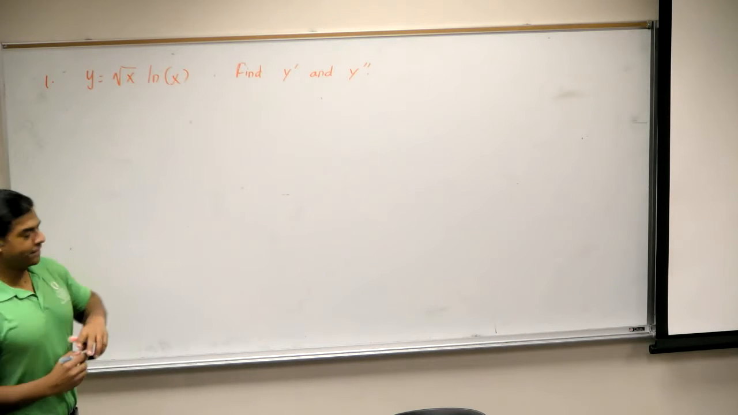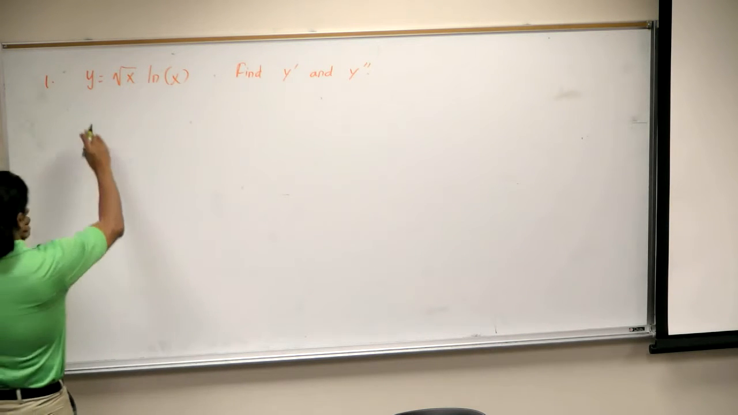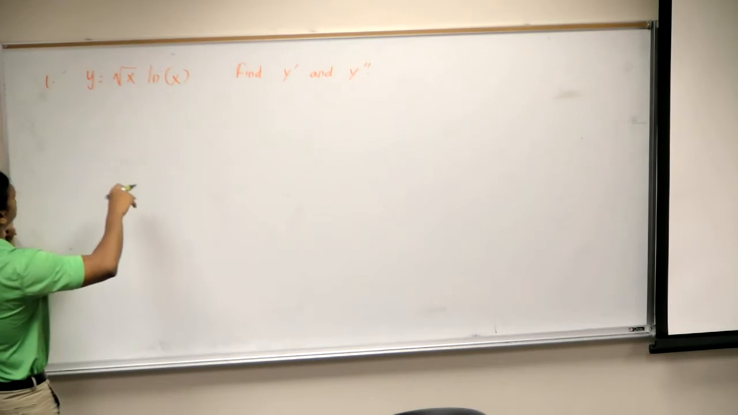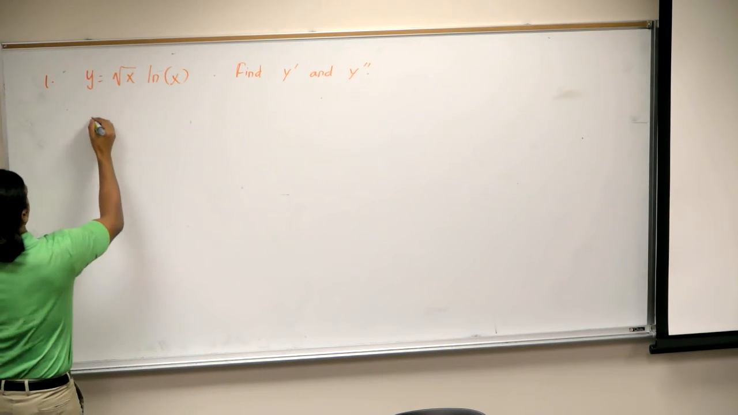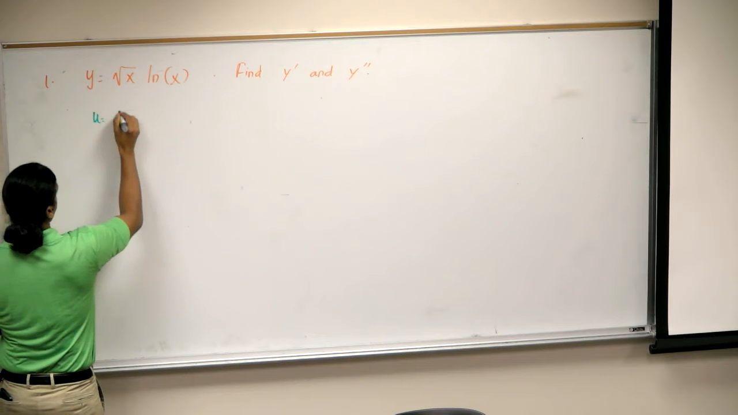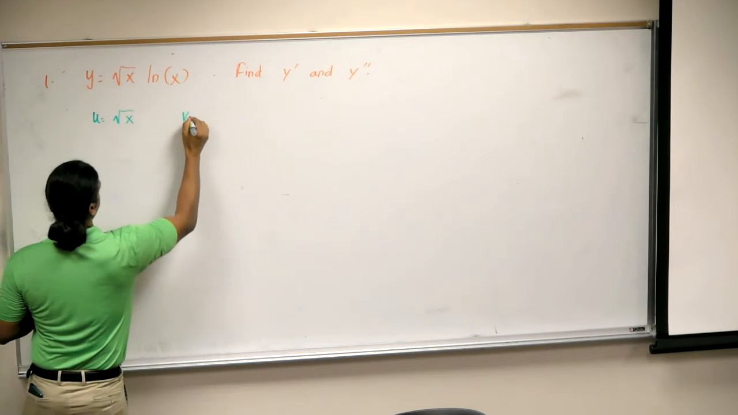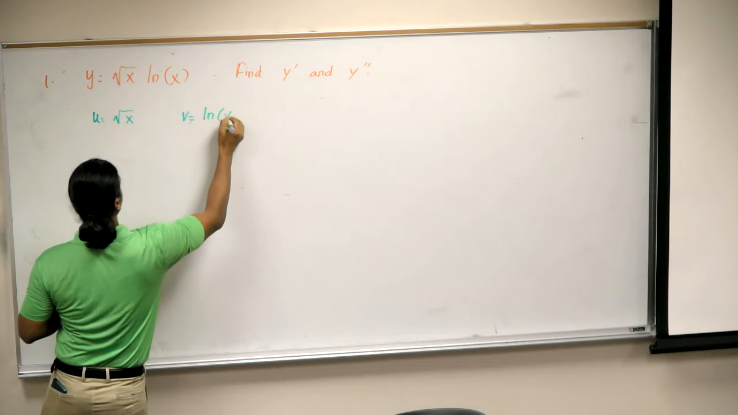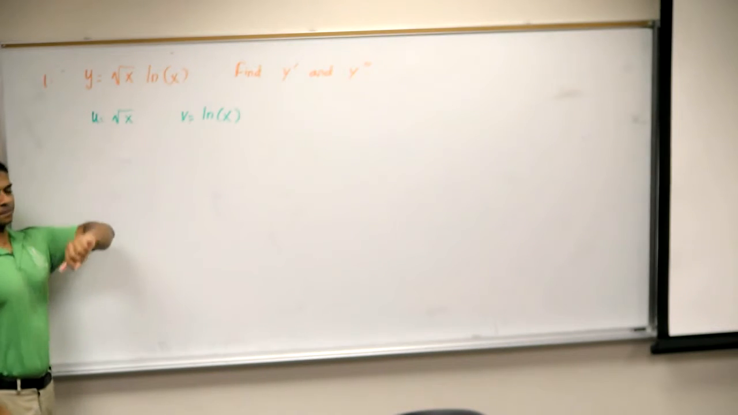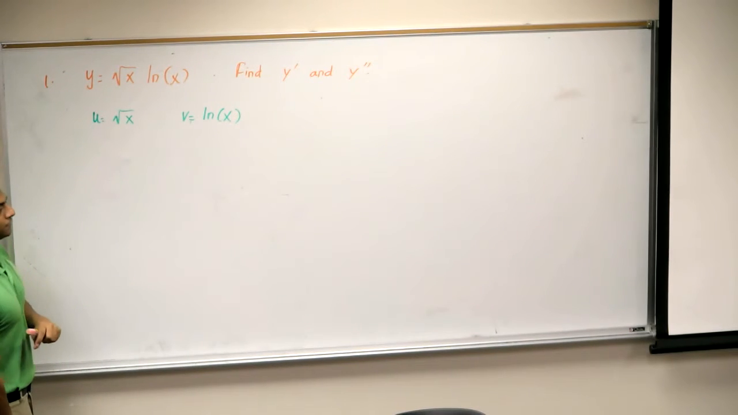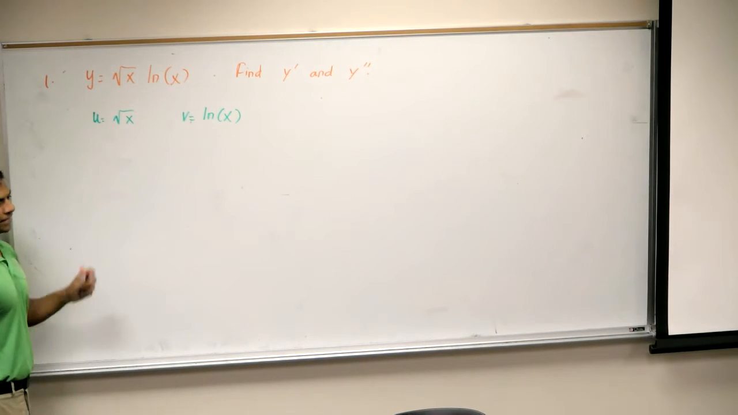We want to find the first and second derivative of this. Quite straightforward. What rule should we use? Product rule. So u is square root of x, v is ln of x. What is the first thing that we're supposed to do here? Find the derivative. That is true.